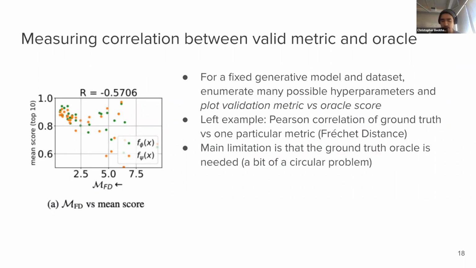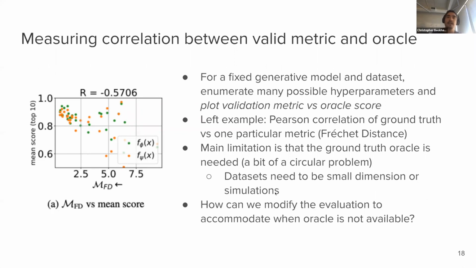But going back to what I was saying earlier, the main limitation is that we actually need the ground truth oracle, and it's a bit of a circular problem. I'm saying that we would like a validation metric that correlates well with the ground truth oracle so we don't have to waste money, but in order to do that, you need the ground truth oracle. So it's a bit circular, and that's one limitation. In order to do these sorts of experiments, you either need to be operating on small dimensional or simulated data sets.